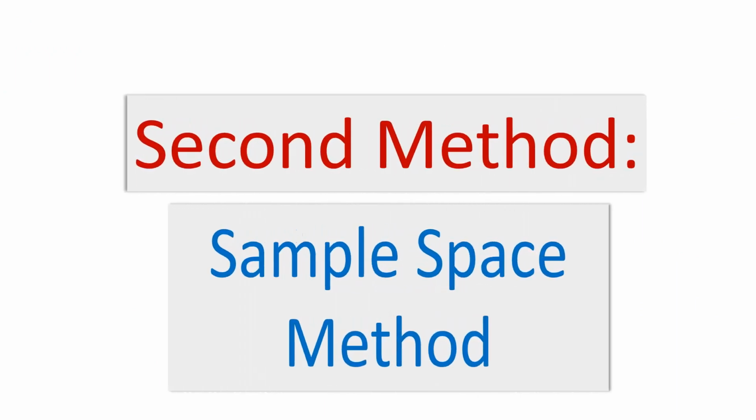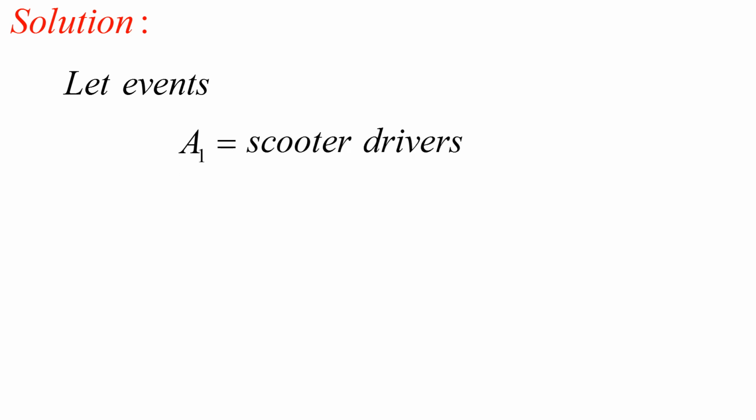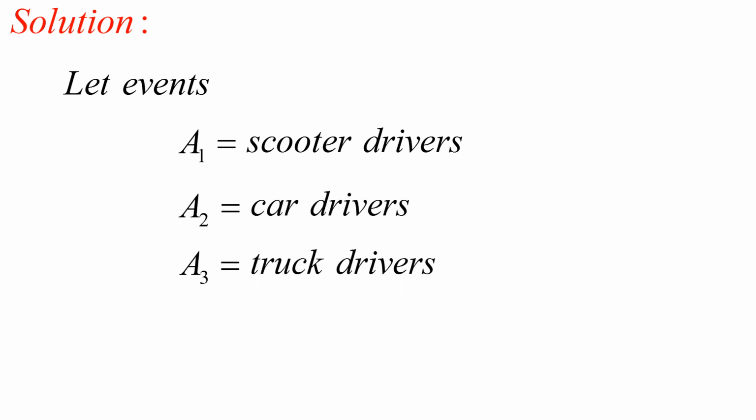So this is the second method and this is called sample space method. So as usual, in the very beginning we shall define the events. So first of all we are defining A1. A1 is the scooter driver, the event of scooter driver. And then after A2, the event of car drivers. And A3, the event of truck drivers.